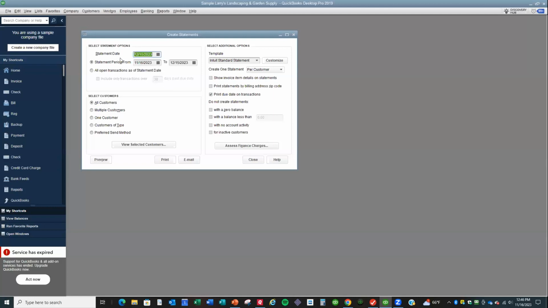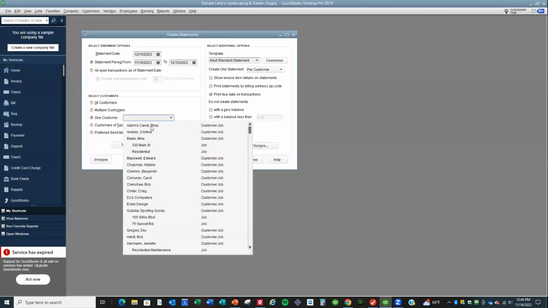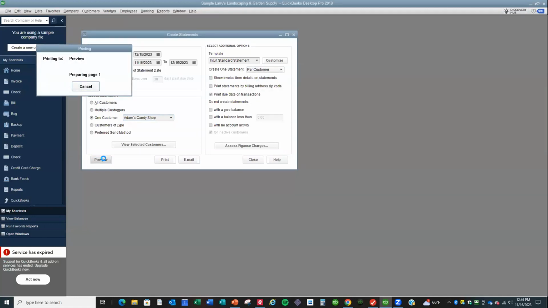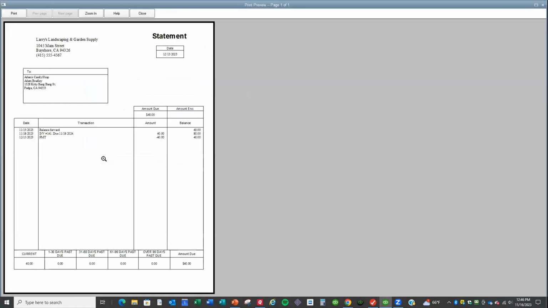You put the statement date down, you say from this period to that period. You can say for one customer, you say who the customer is. Let's see who we have here. I don't know, Adam's Candy Shop. Let's see what happens. Preview. There's your invoice, there's your payment, and if there were any others in here, it's a statement. So yes, you can. I hope that answers the question.